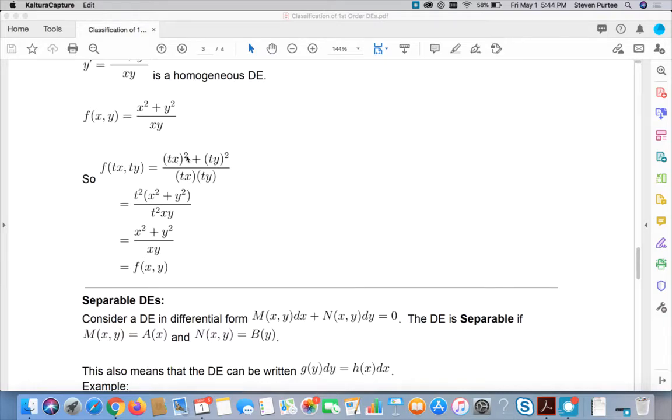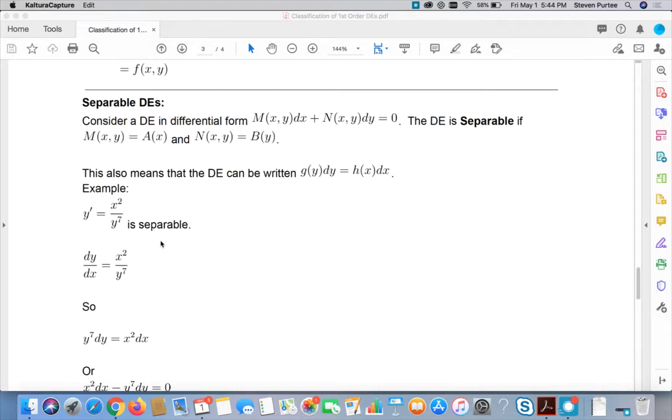well, here we would get on top, we could factor out a t squared. On the bottom, we get a t squared. Hey, those t squareds cancel, and it was like the t's were never there. We get right back to the original. That is a homogeneous first order differential equation.